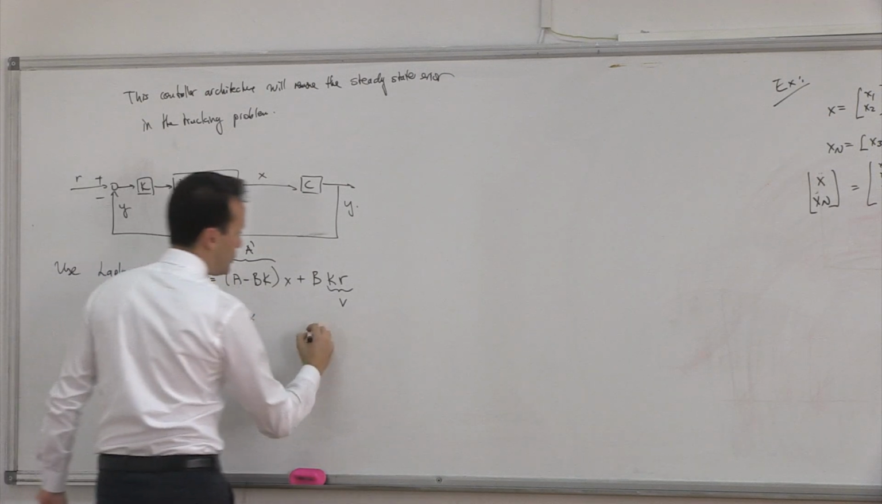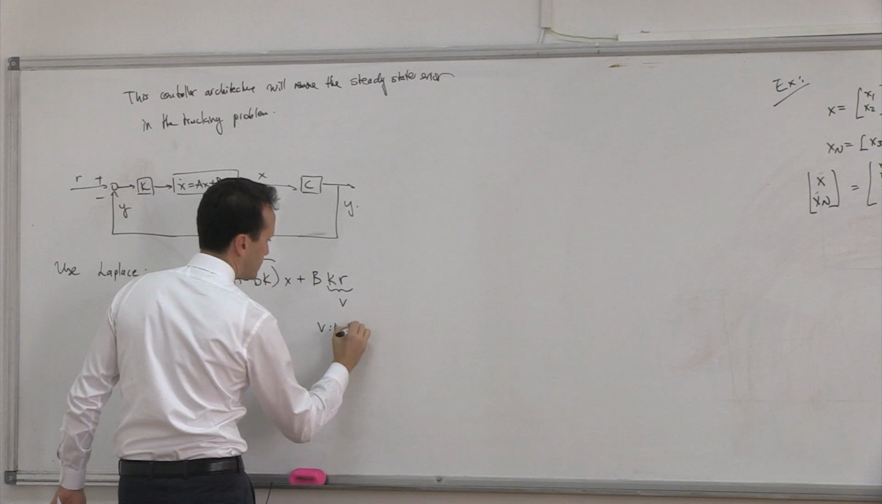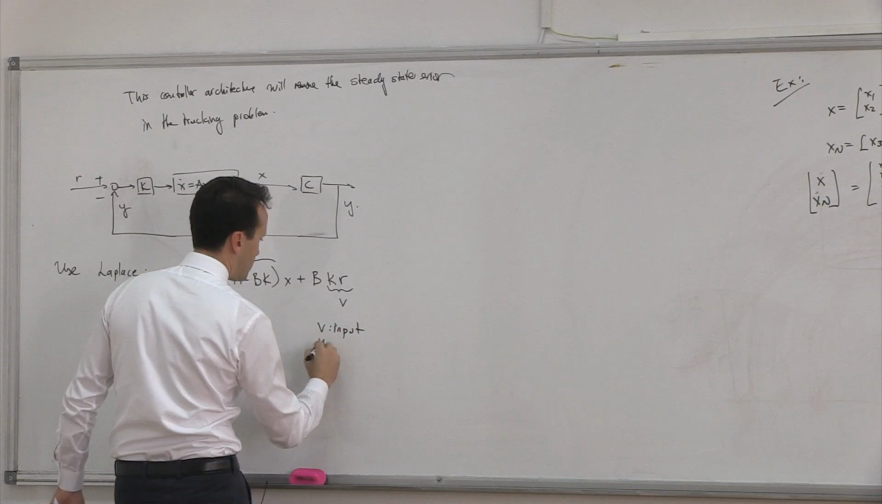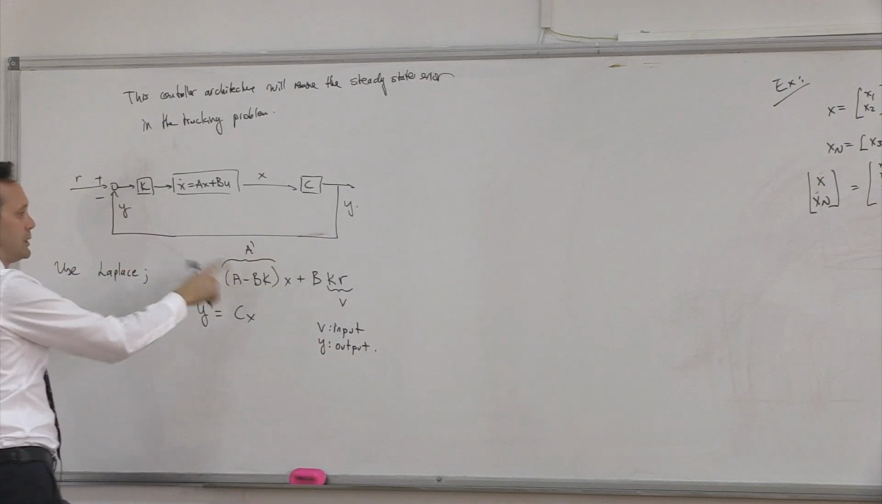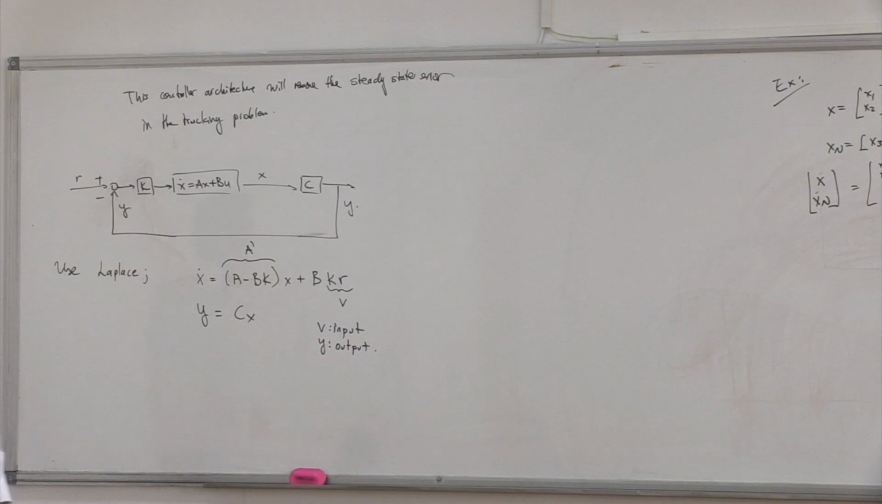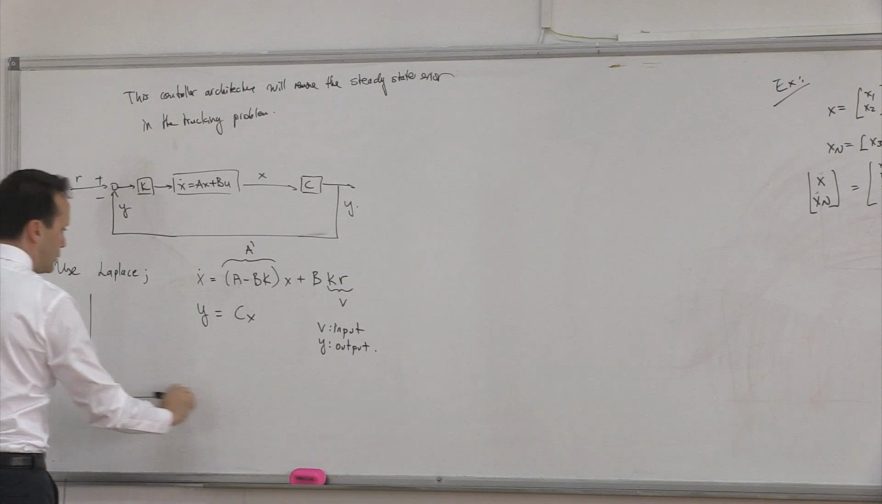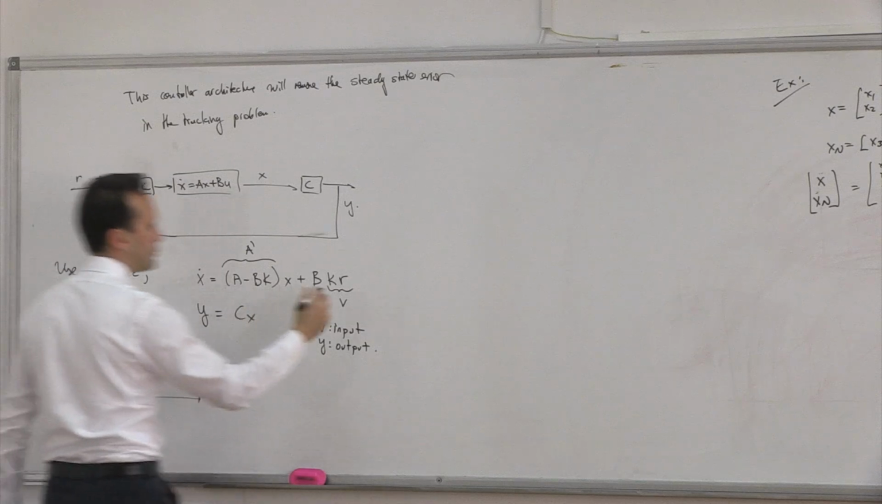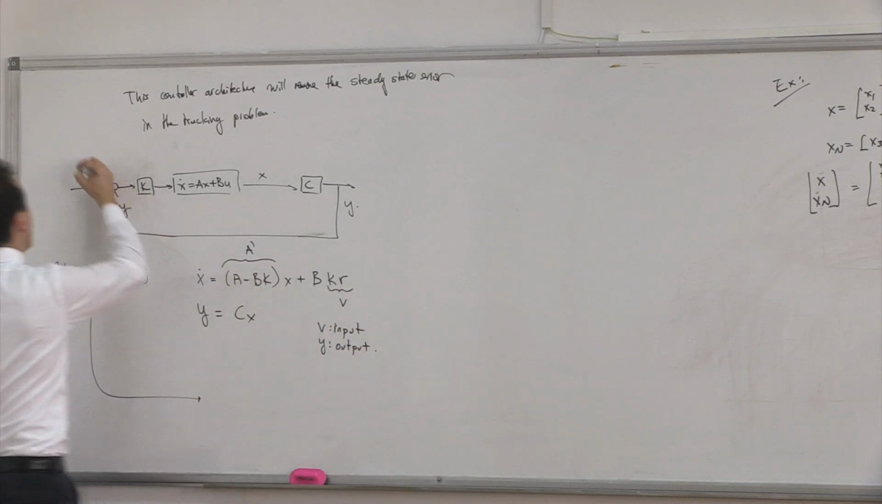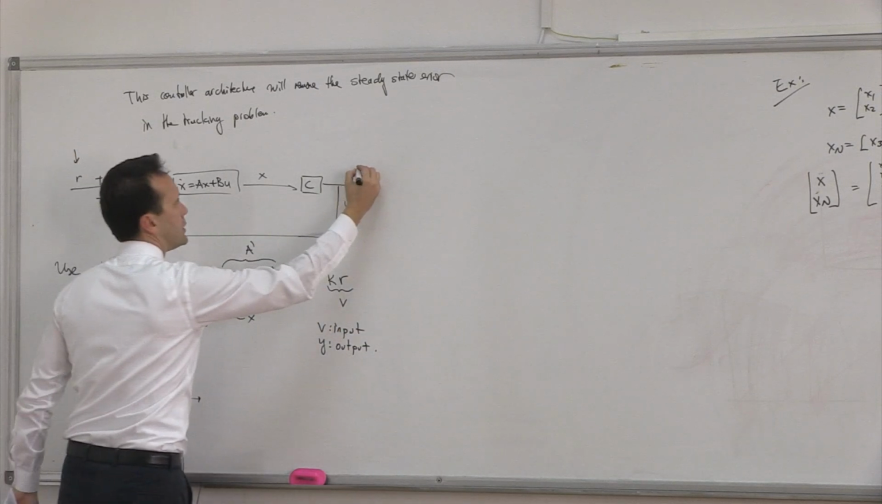Okay, V is the input now, and Y is the output. Okay, and this is your system, and this is what we had in the previous hour. So we're going to use Laplace to show you one thing. And you realize that this is now a single input, single output system, right? Let's make it simple and say this is single input, single output, because the single input is R, and the single output is Y.